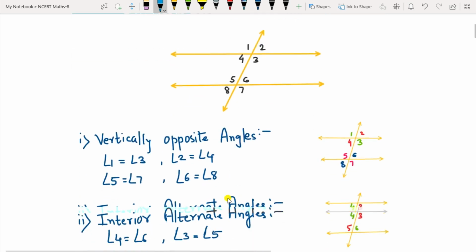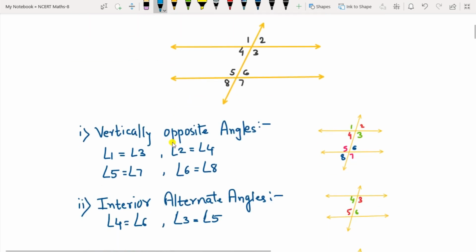There are different relations. First one is vertically opposite angle. Now vertically opposite angles, that form the X here like this. So vertically opposite angles 1 and 3, 2 and 4, 5 and 7, 6 and 8, that I have written in the same color. Those are called the vertically opposite angles and they are equal. They are 4 in pair.